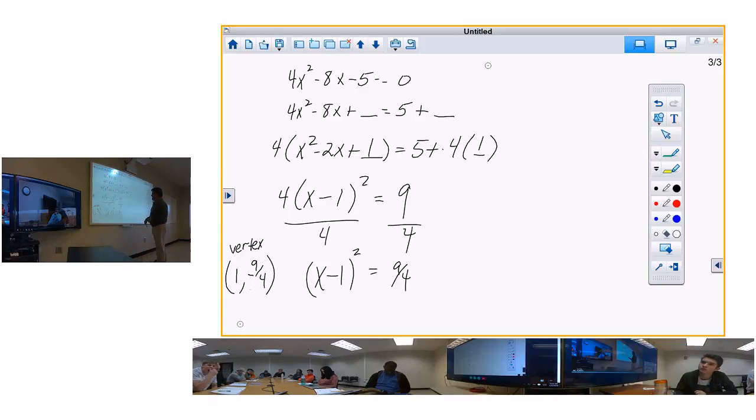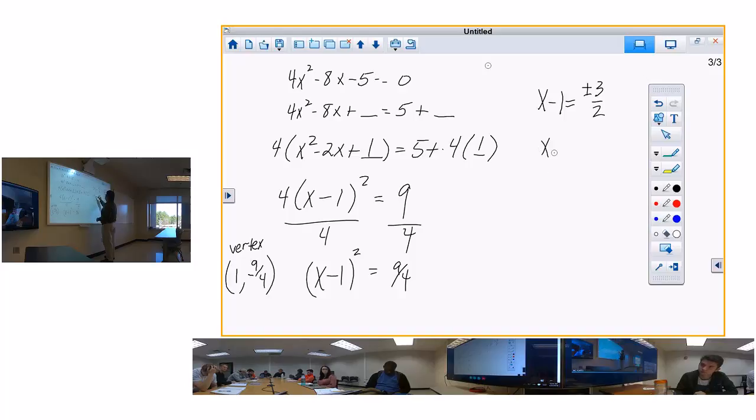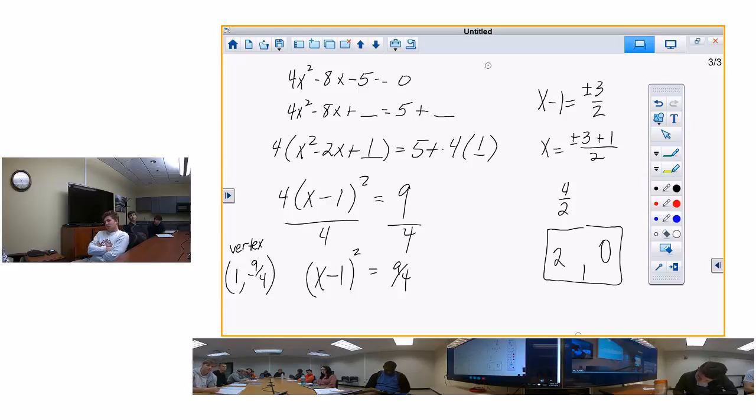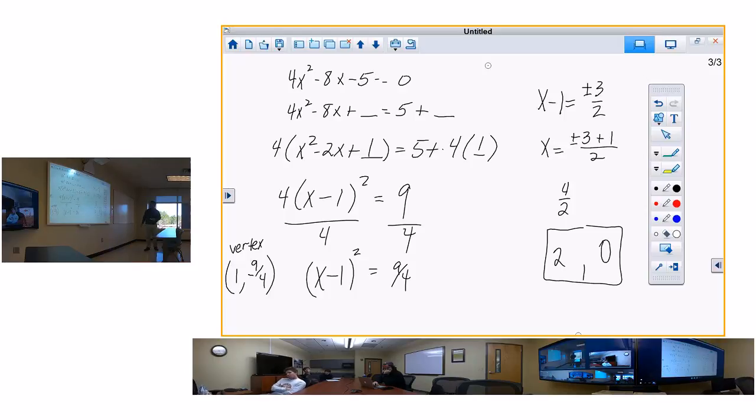Take the square root of both sides. X minus 1 is equal to positive or negative 3/2. X is equal to positive or negative 3 plus 1 over 2. What's 3 plus 1? 4 over 2, Hubert. That's right. What's negative 1 plus 1? So your 2 x-intercepts are negative 2, or 2 and 0.